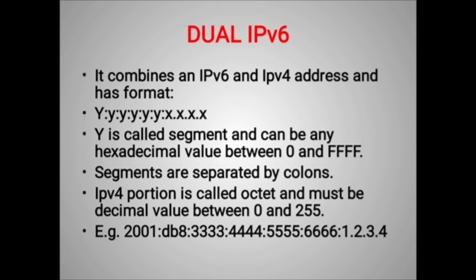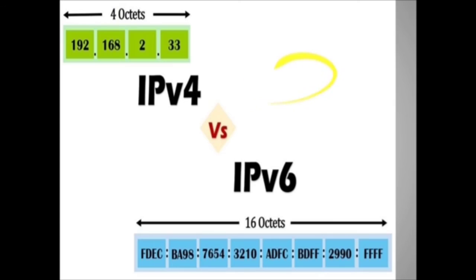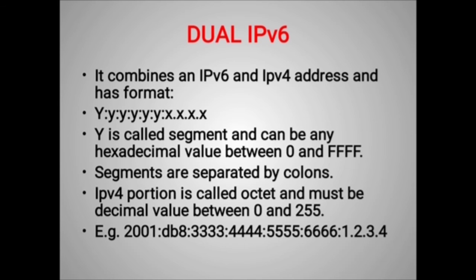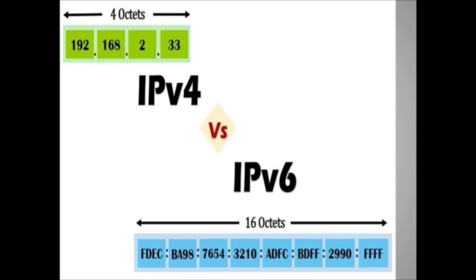Then comes dual IPv6. Dual IPv6 is a combination of IPv6 and IPv4. You can see in the figure, here I have IPv4 and here I have IPv6. Again, Y is a segment having a hexadecimal value, and the IPv4 portion is called an octet, having a decimal value between 0 and 255. So this is the basic format and structure of IPv4 and IPv6.